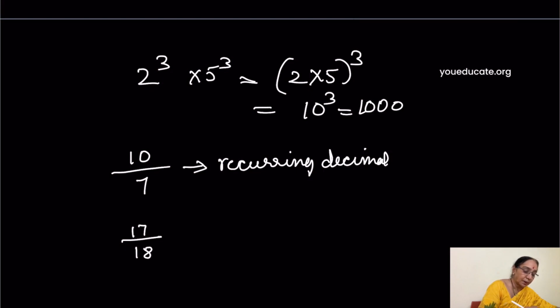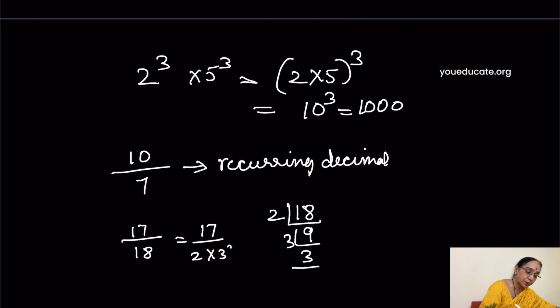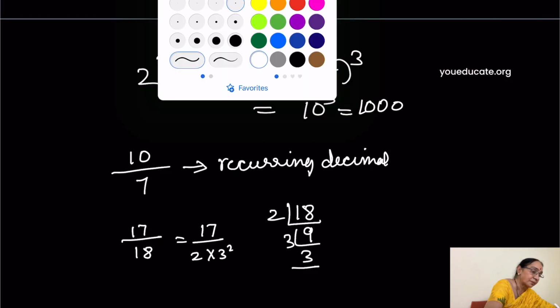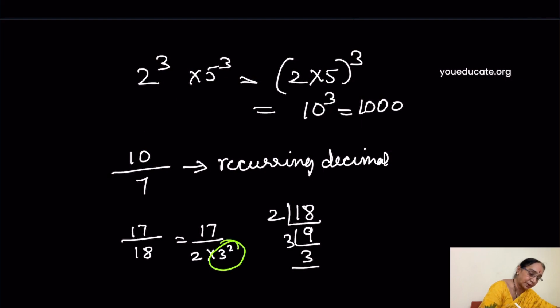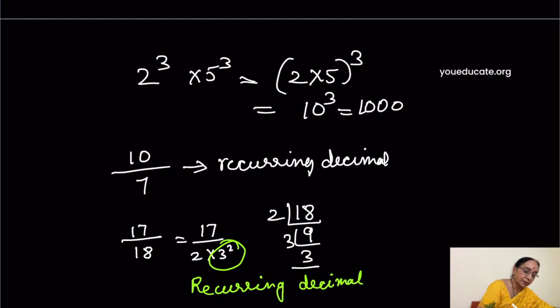Even another example I can give is, say, 17 by 18. Now look at the denominator. What are the prime factors of the denominator? You have 2 and 3. So this is 17 divided by 2 into 3 squared. Now you have a factor in the denominator, 3, which is different from 2 and 5. If you have any factor in the denominator other than 2 or 5, it will be a recurring decimal. If you divide 17 by 18, it will be a recurring decimal.